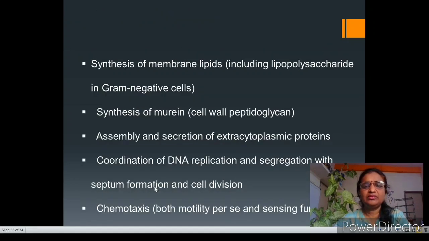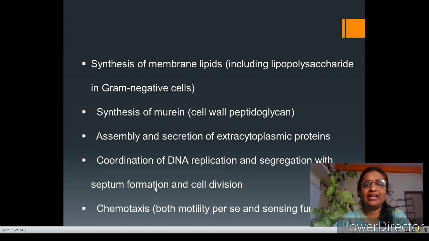Now the next important function is synthesis of membrane components at the cell membrane, like lipopolysaccharides in the case of gram-negative cells, and peptidoglycan in the case of gram-positive cells; they are synthesized at the membranes. Next, assembly and secretion of extracytoplasmic proteins is also done at the cell membrane. Next function is that it coordinates DNA replication and segregation with septum formation and cell division.